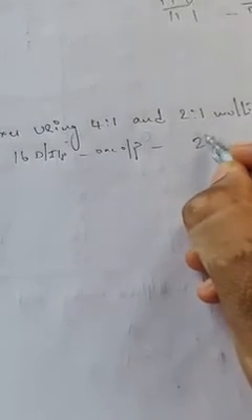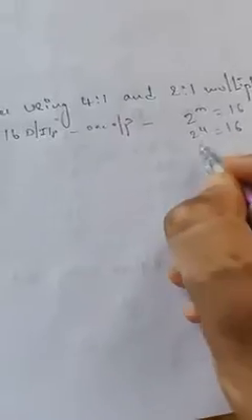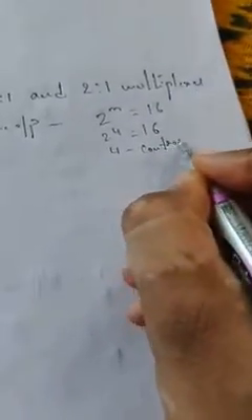And how many control inputs? If it is 16, 2 to the power of m is equal to 16, which means 2 to the power of 4 is equal to 16. So 4 will be the control inputs.